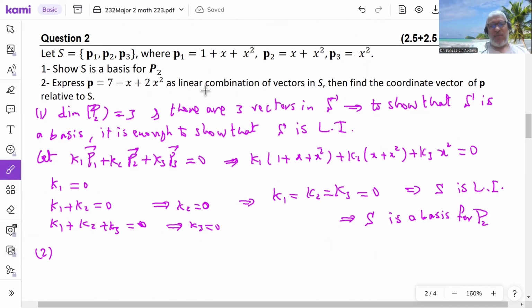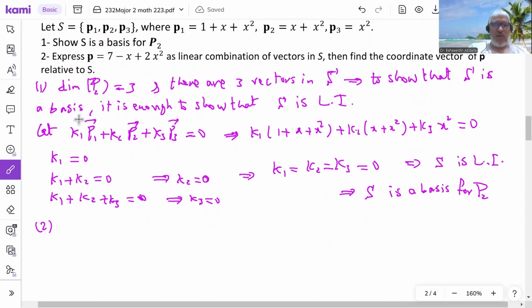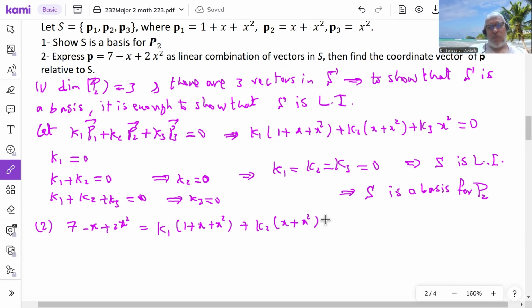Part two: express this polynomial as a linear combination of vectors in S. Then find the coordinate vector of P relative to S. So let us write P, which is 7 minus x plus 2x squared, as a linear combination of P1 plus P2 and P3.